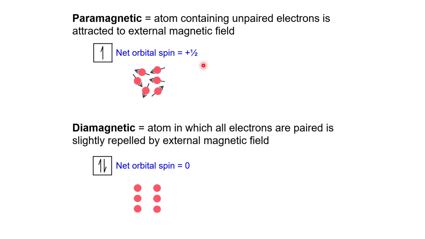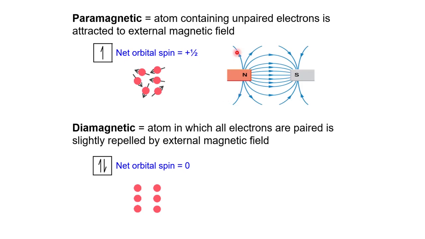It has a net orbital spin of +0.5. So you can see that these are all lined up, okay? They are attracted to the field. When all the electrons are paired, they get repelled by the magnetic field, and so there's no attraction. So there's no attraction here, and the net orbital spin is 0.